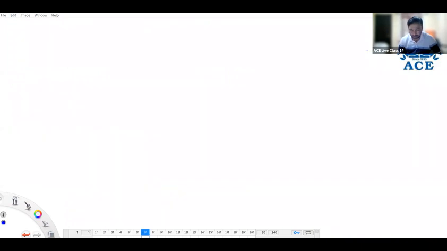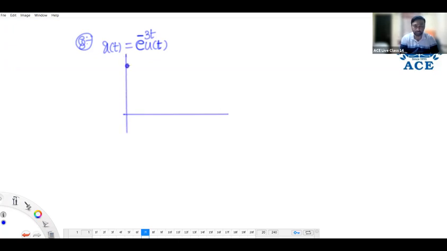Suppose we have chosen a signal like e power minus 3t u(t). What is the graph of this one? It is acting like a decaying exponential. Any signal multiplied by the step function means it covers only positive time.